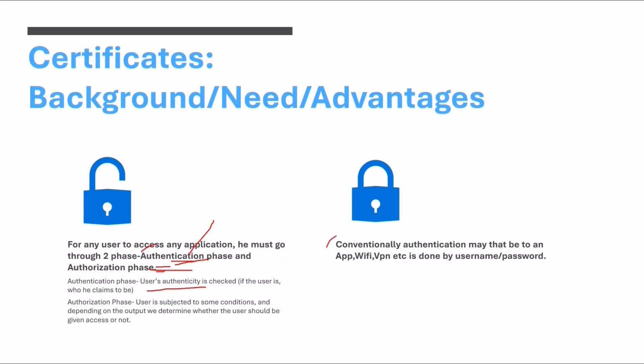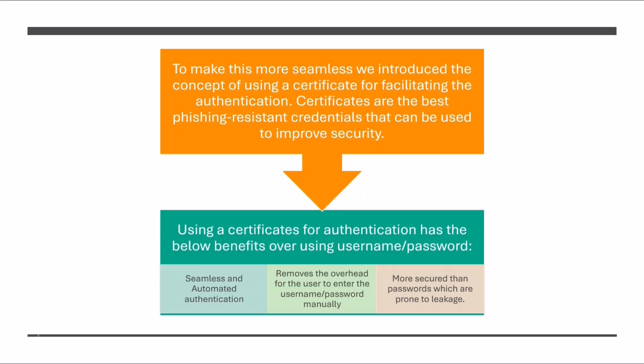Now, conventionally, to achieve the authentication phase, we enter the username and password, right? So let's say you have to access Outlook. You will enter your username and password. Similarly, let's say you want to connect to Wi-Fi or VPN. You will enter your username and password and then you will get yourself authenticated. That is one way of getting yourself authenticated. But entering a username and password has its own disadvantages. And therefore, to make the authentication phase more seamless, we introduce the concept of using certificates.